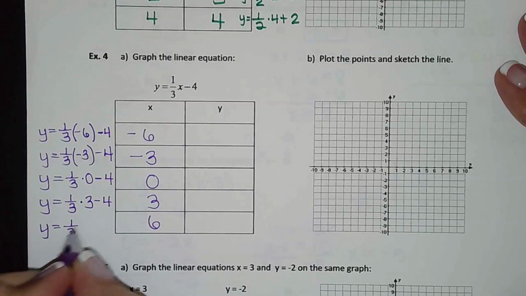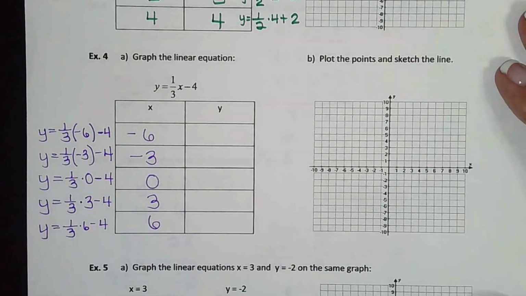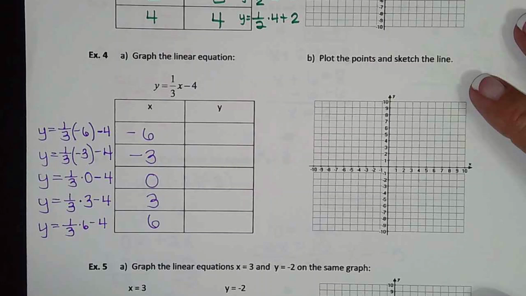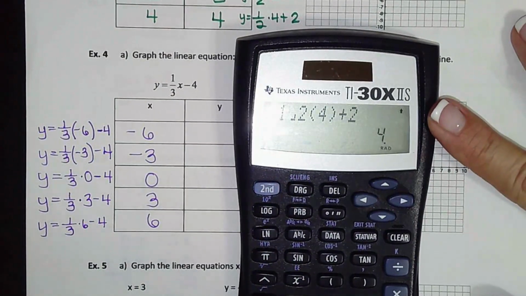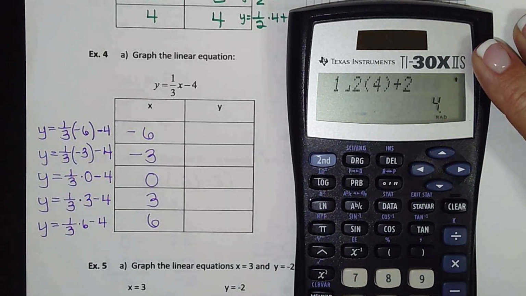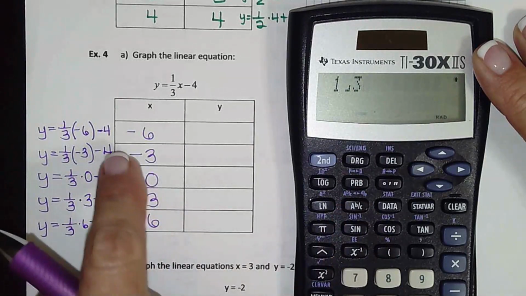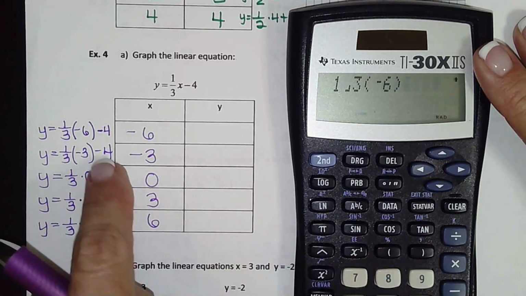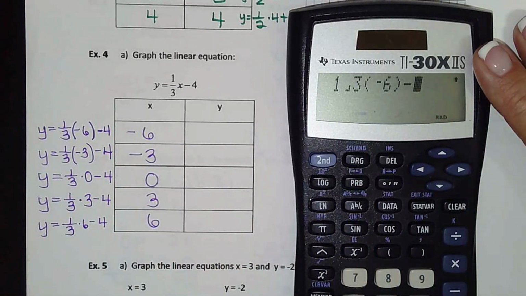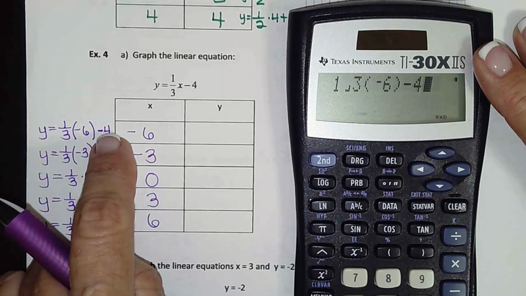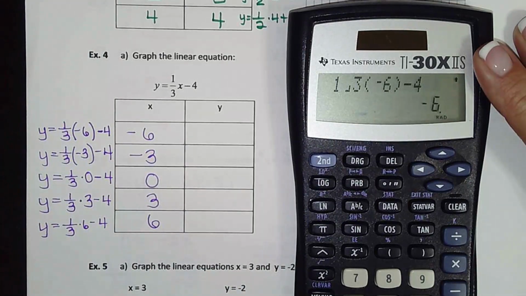1/3 times 6. And this is when I really love my calculator, when I don't have to type it 5 times. All I have to do is change one number. So we have 1 fraction bar 3, parentheses, negative, bottom of your calculator, 6, close your parentheses, subtract 4. And that is a subtraction in front of the 4. This is a negative, this is subtraction. And that gives me -6.